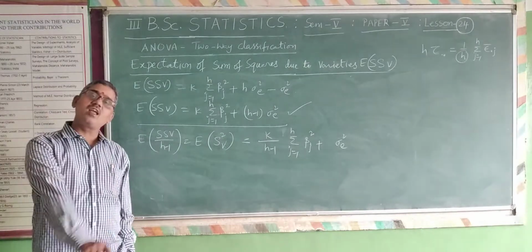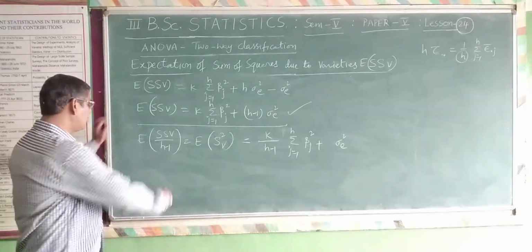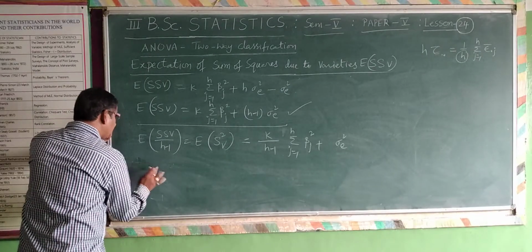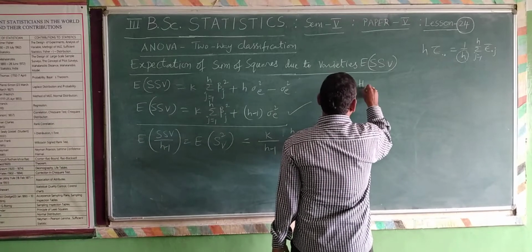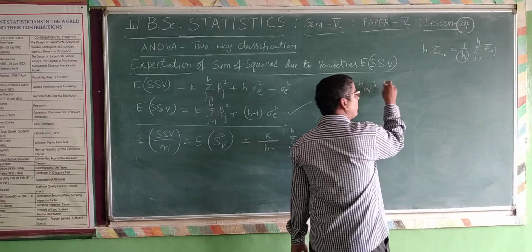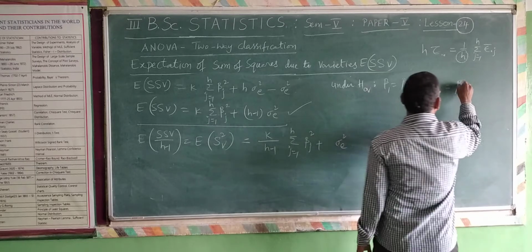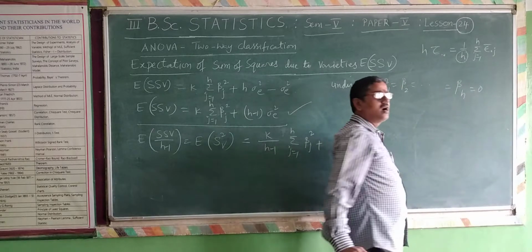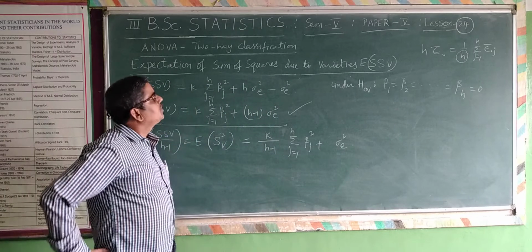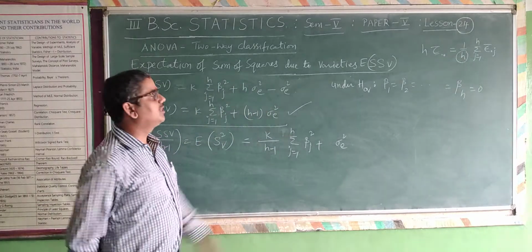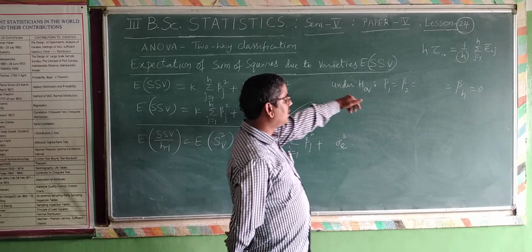Now you want to calculate the mean sum of squares under the null hypothesis HV. That is, if we consider under the null hypothesis HV, what is the null hypothesis for varieties? beta 1 is equal to beta 2 and so on is equal to beta h is equal to 0. That is, all varieties effects are same. All varieties effects are same. All betas are zeros, so therefore they are equal and 0.